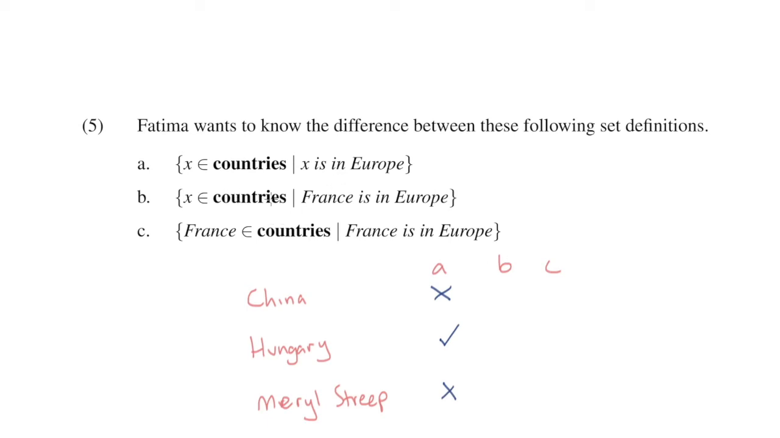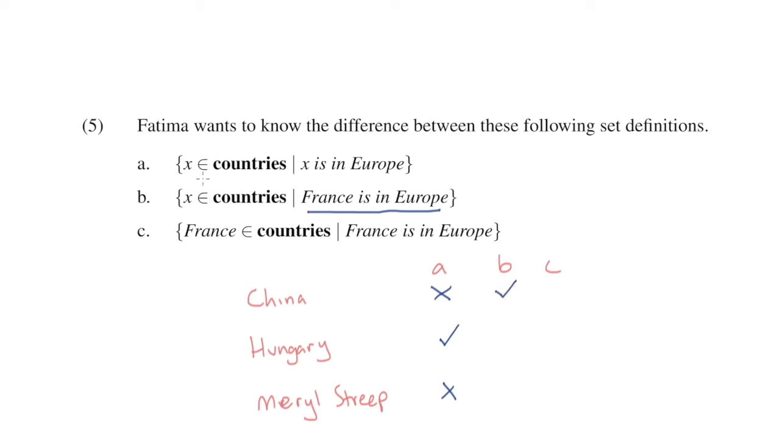X is in countries, France is in Europe. Well, the same principle applies. We replace the variable X with the item that we're testing. So China is in countries, and then we test if the condition is true. Even though the condition doesn't contain the variable, which is a little strange and creates ambiguities and confusion, it's still interpretable. So the condition is still true. France is in Europe. So China ends up being in the set B.